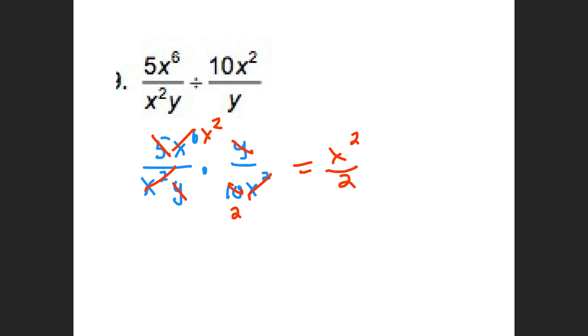My answer is x squared over 2. Samantha, you forgot this too here. Yep. Pretty easy, right? It's not bad when you can just cross everything off. But remember, when you have a division problem, you've got to flip it over.